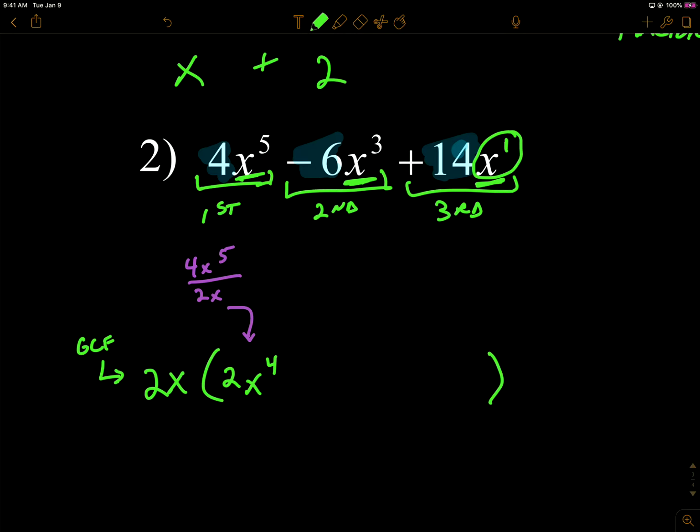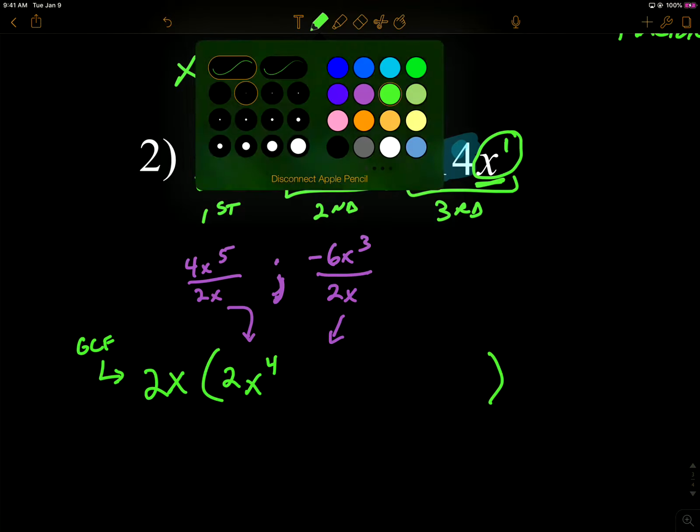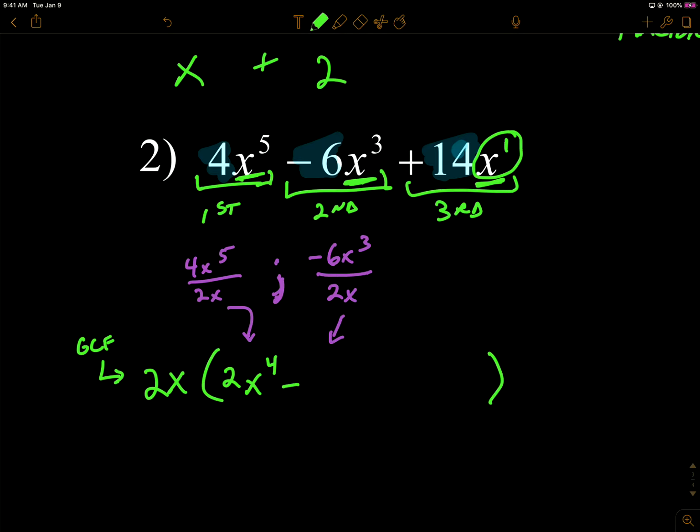Now the next one is negative, the next term, I'll just put a little semicolon there. Negative 6x cubed divided by the common factor 2x. That will give me my next term. Well, it's going to be a negative because a negative 6 divided by 2 is a negative 3. Then x to the third divided by x is x squared. Again, if I distribute the common factor, I should get back to that answer. 2 times negative 3 is negative 6. x times x squared is x cubed.